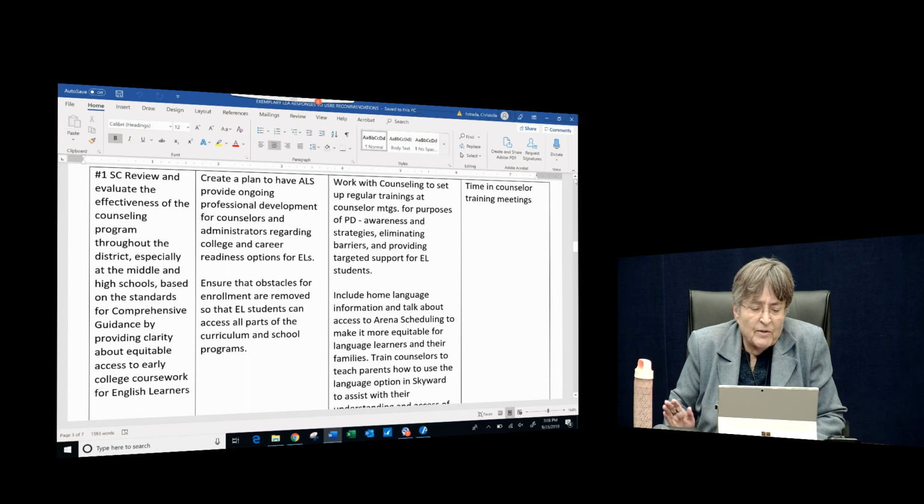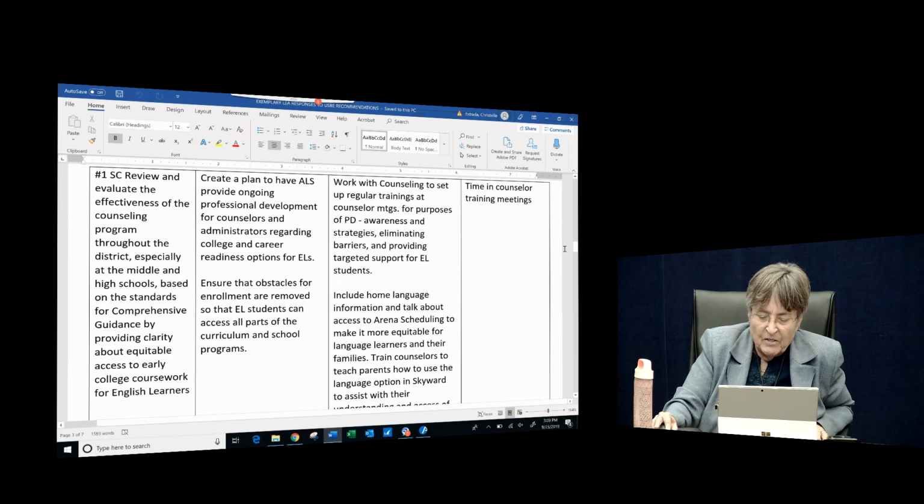So it's the ALS department with expertise in language development and administrators regarding college and career readiness options for ELs. Ensure that obstacles for enrollment are removed so that EL students can access all parts of the curriculum and all school programs, after school programs as well. Work with counseling to set up regular trainings at counselor meetings for purposes of PD, awareness and strategies, eliminating barriers, providing targeted support for EL students. Include home language information and talk about access to make it more equitable for language learners and families. Train counselors to teach parents how to use the language option in Skyward.